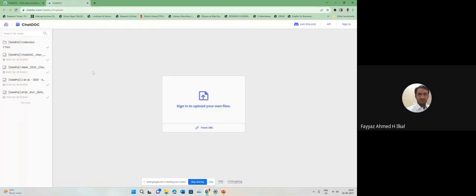So this is the interface, and we have to log in with our email ID. We have to sign in, and you can upload your file from the local drive as well as from the URL as well.